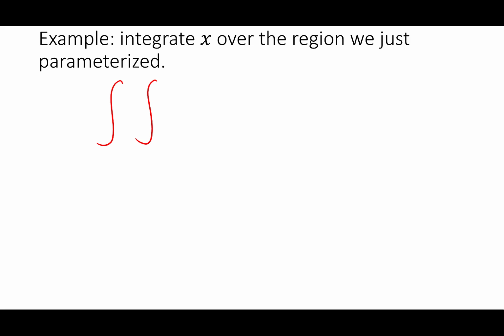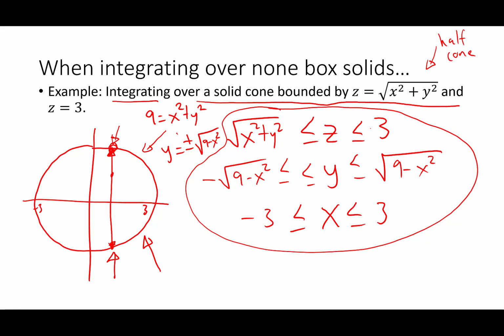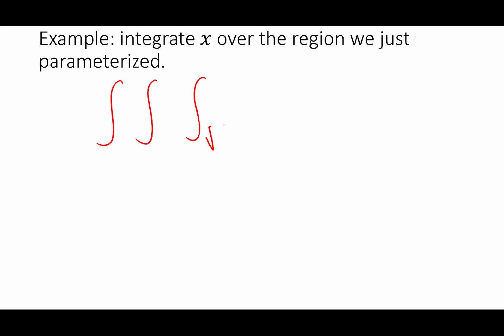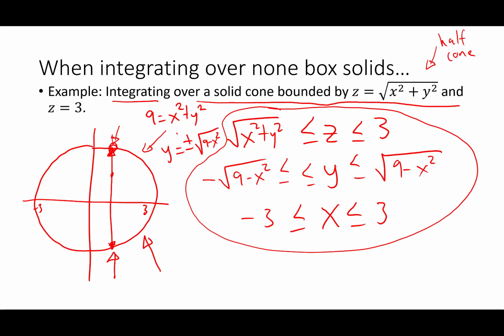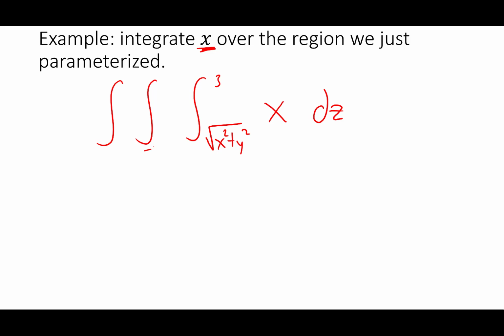So if we want to integrate the function x, for instance, over that region, we would set up our triple integral. We would put in our bounds, and I already forgot our bounds. So z was going from the square root of x squared plus y squared to 3, and we integrate, just for an example, x dz. Then for y, our bounds would be our circle of radius 3, so minus the square root of 9 minus x squared to the square root of 9 minus x squared, and then dy. And then x is going from minus 3 to 3, with dx. Boom.